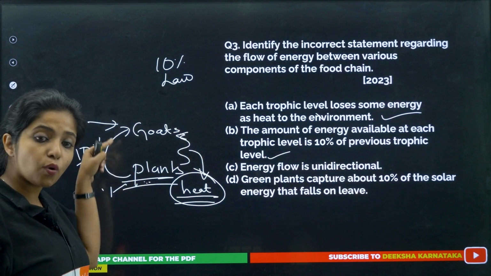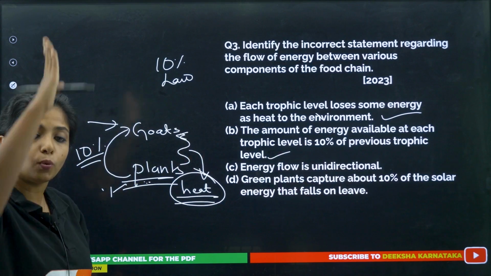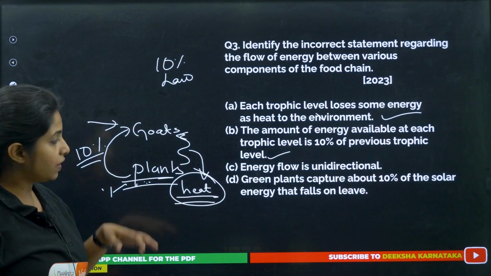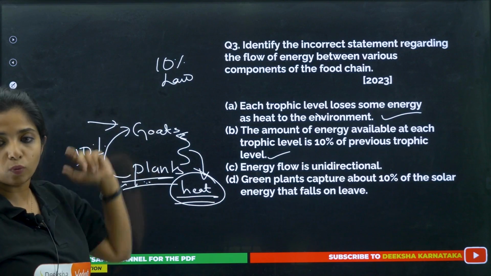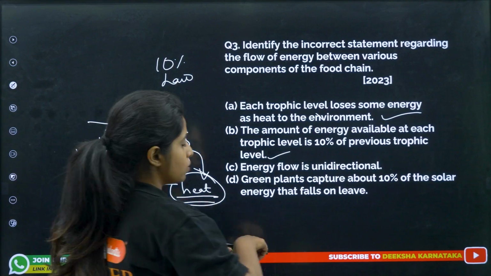Energy flow is unidirectional? Yes, energy flow is always unidirectional as it goes only in one direction, my dear children. And everywhere it is lost, so obviously it has to go in one direction only. Okay, so that is also correct.